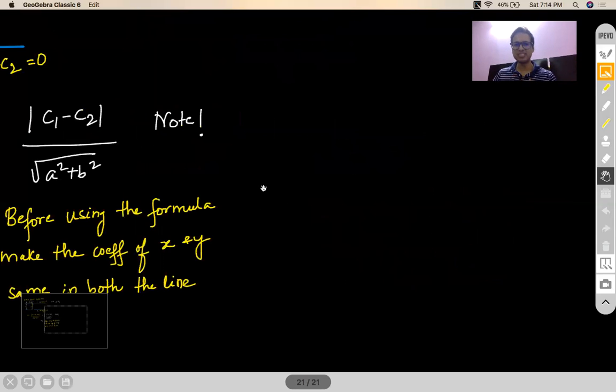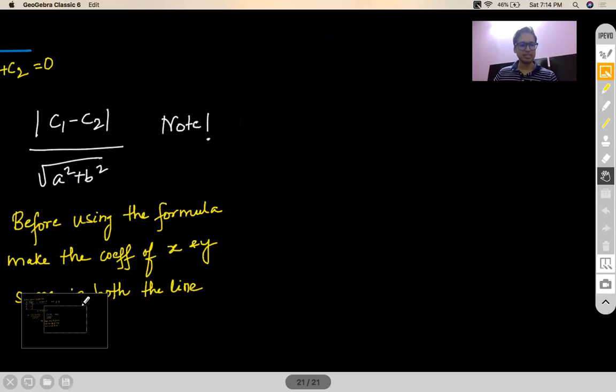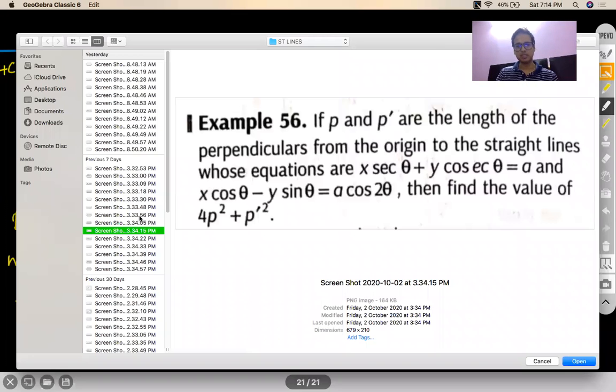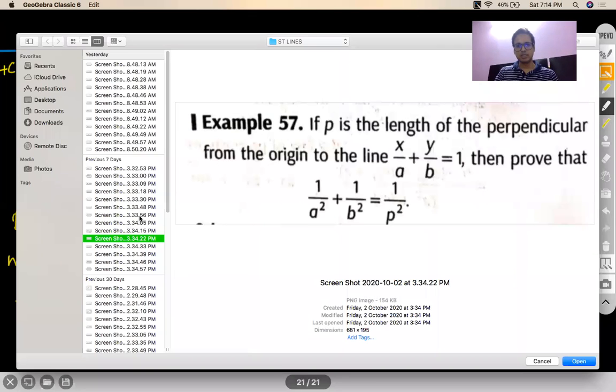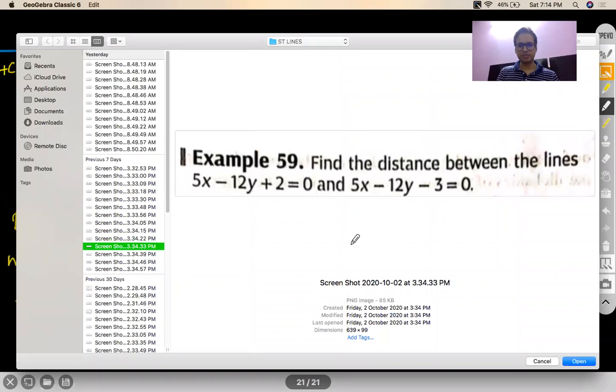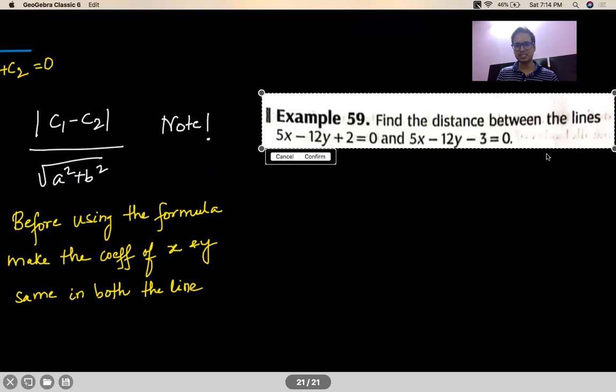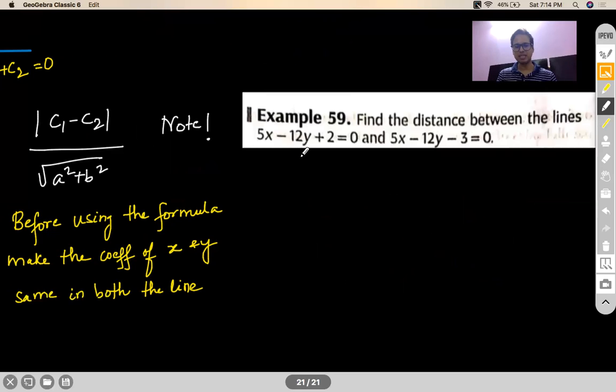Let me take a few examples for it. Let's say I start with a simple question. Find the distance between these two lines. Now here you are safe because both these parallel lines have the same coefficient of X and Y. But many a times they will try to deceive you by giving you proportional coefficients.